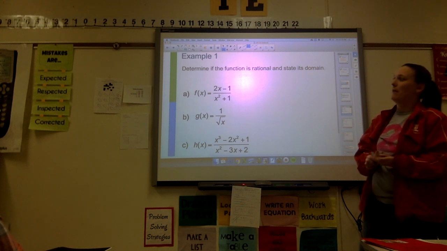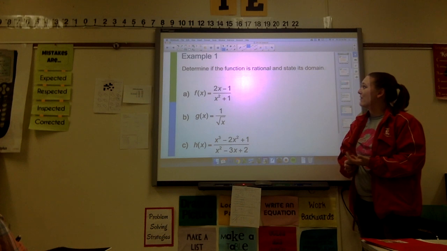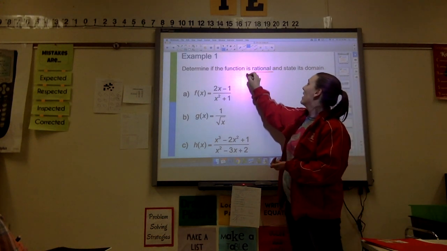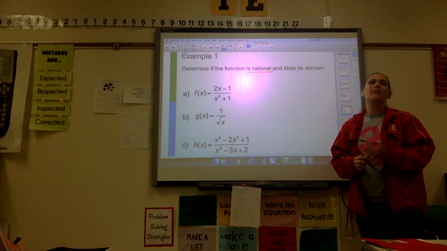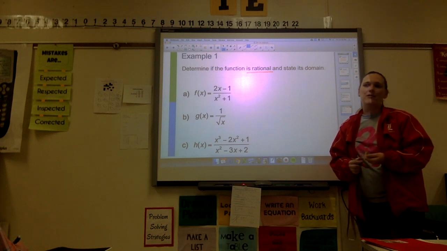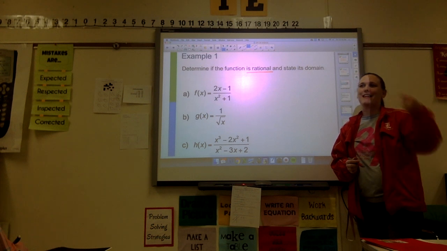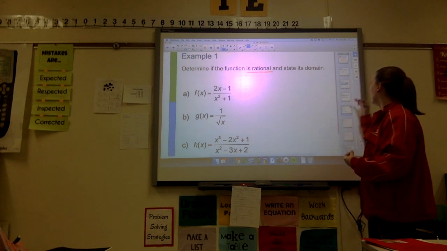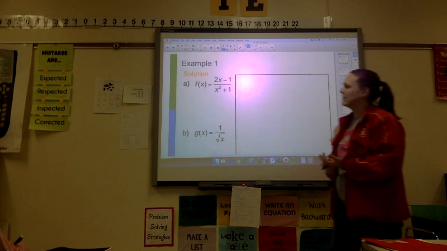So, example 1, we've got 3 equations here. F of x, g of x, and h of x. We need to state, is the function rational? And also then state its domain. What can x be? Sometimes it's easier not to look at what x can be, but it's easier to look at what x can't be.